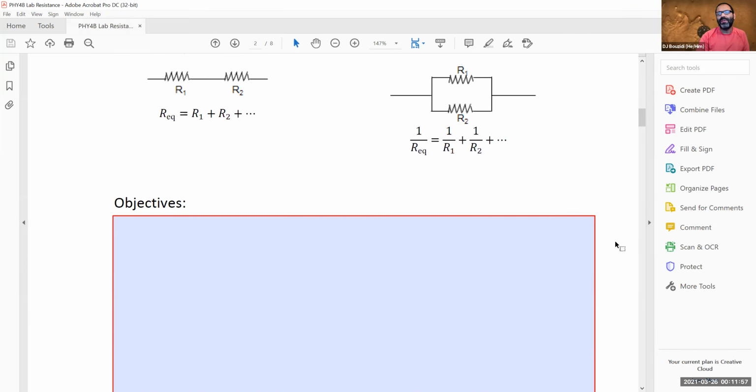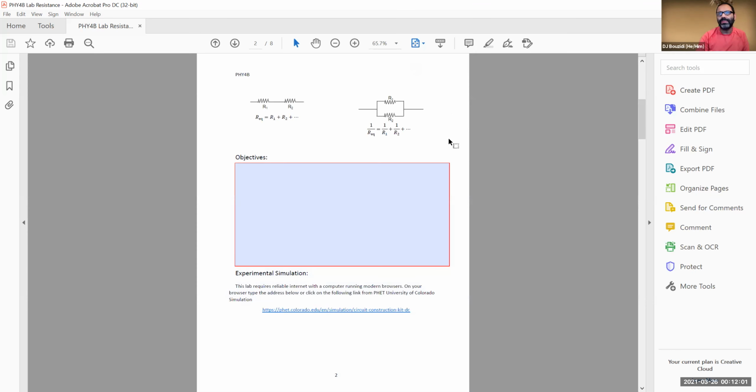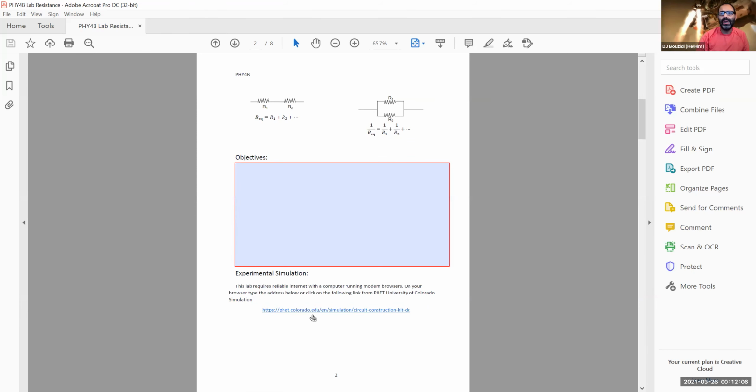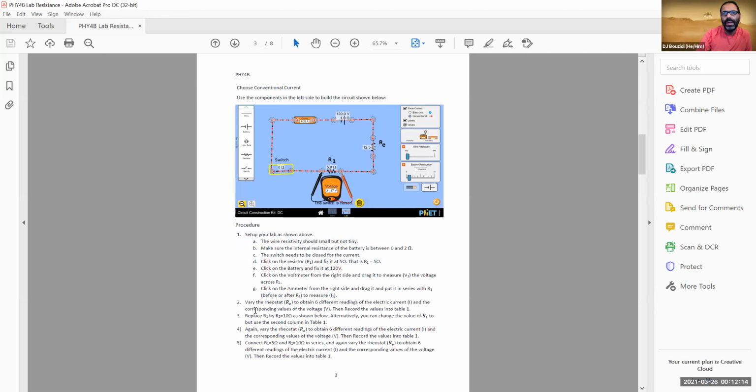Again, you need your name and the name of everybody who works in this lab. Please make sure you include that in here. And then you click on the simulation. Before you click on the simulation, let me tell you basically what the lab is all about, and then we're going to go to the simulation to see how that works, okay? So this is how it looks, more or less.